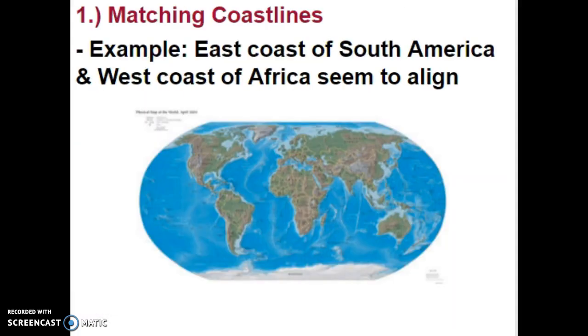Wegener, however, did a lot of research. One of the most obvious lines of evidence that perhaps the continents were at one time all together was that coastlines seem to match. If you take the east coast of South America, it seems like it would tuck right up into the west coast of Africa. It's almost like they're puzzle pieces.